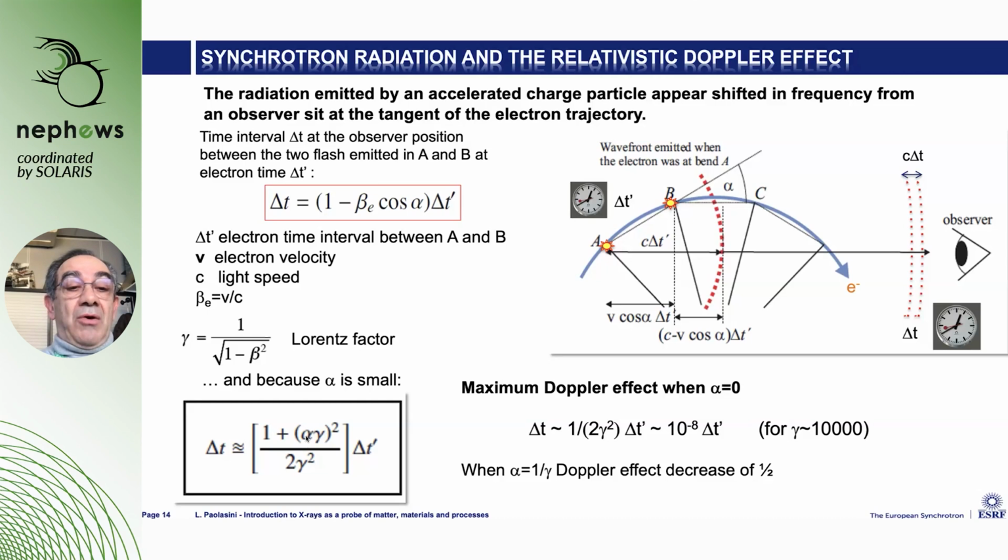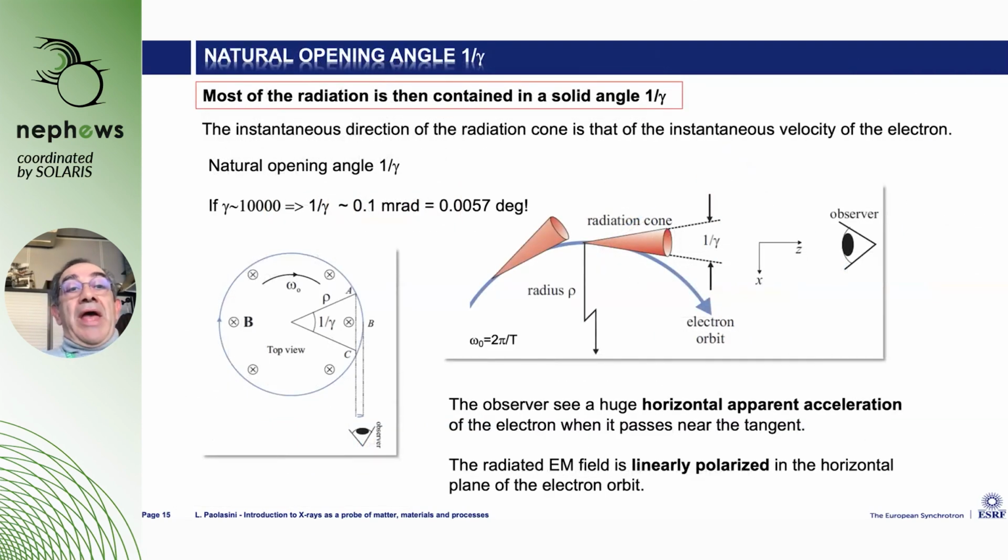We can see that when the angle is 0, we obtain the maximum Doppler effect. If the angle alpha is equal to 1 over gamma, the Doppler effect is reduced by a factor of 1/2. So most of the radiation observed in the laboratory system is contained in a very narrow cone close to 1 over gamma. This angle of emission, 1 over gamma, is called the natural opening angle, and the observer experiences a huge horizontal apparent acceleration when sitting exactly on the tangent of the trajectory of the orbit of the electron.